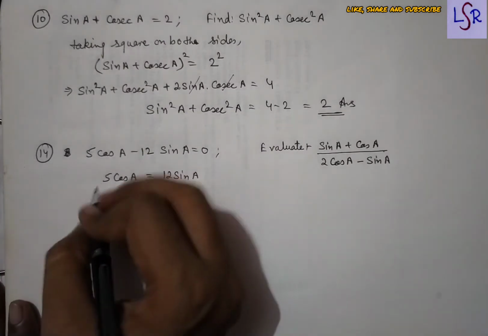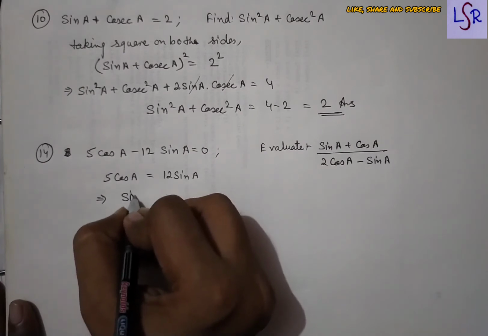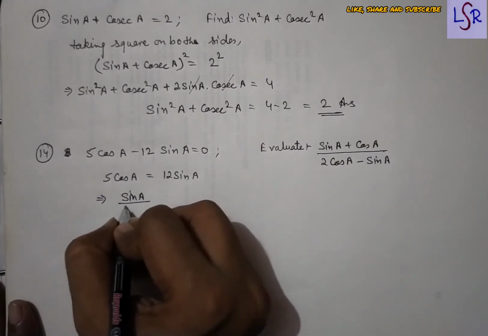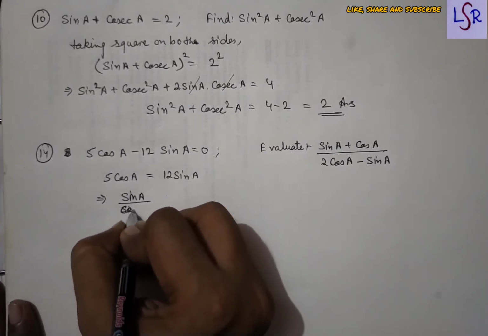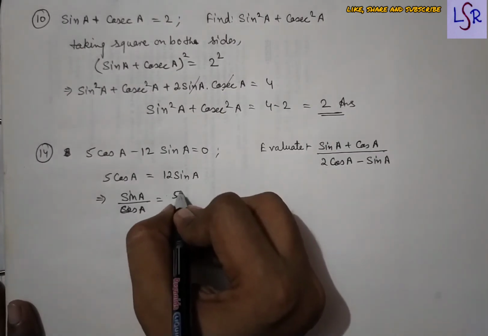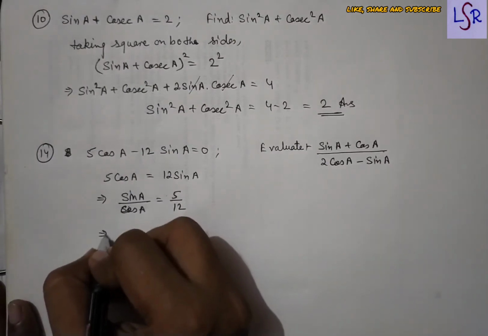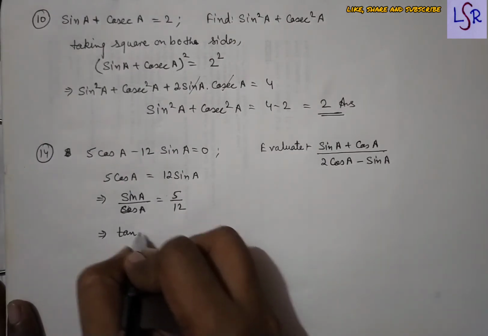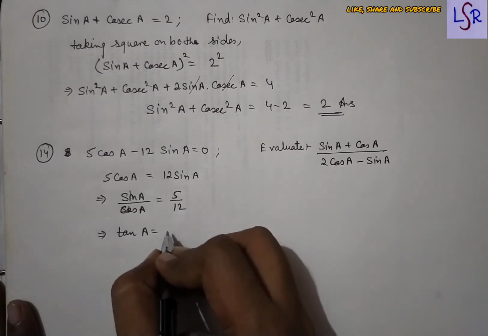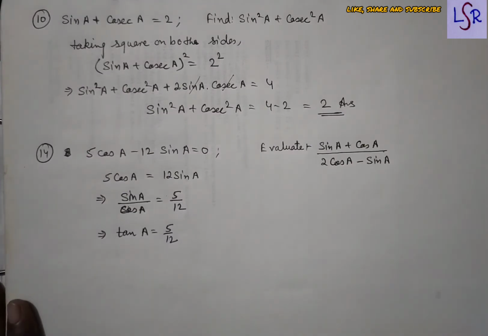That is sin A upon cos A equals to 5 by 12. That is tan A equals to 5 by 12. Now we have to find out the value of this one.